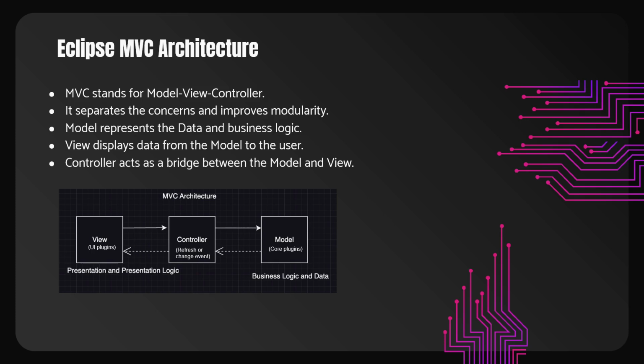And Eclipse uses the MVC architecture to separate the concerns and improve modularity in Eclipse RCP and IDE based applications. The model represents the core data and business logic of the application. It's independent of UI components. It handles operations like data persistence, state management, and computation. Eclipse components handling the model are eclipse.core.runtime, eclipse.core.resources, eclipse.core.jobs.